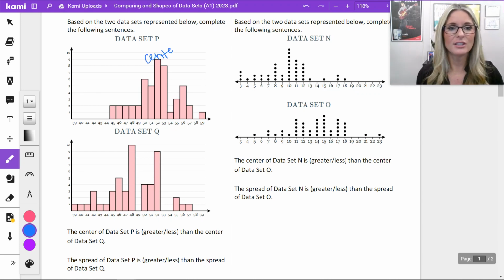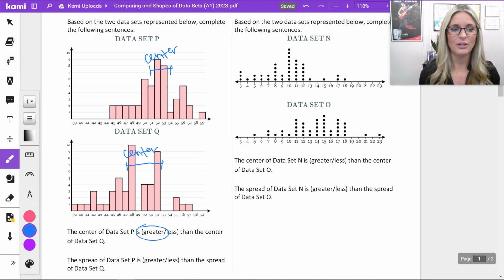Labeling here, the center on P is kind of at that peak there, where on set Q, it's a little bit more spread out among these values here. So which one would you say has a greater center? Set P has a greater center than set Q.